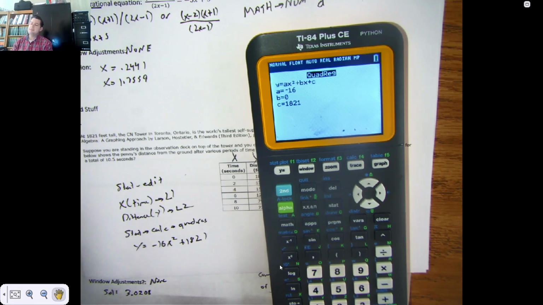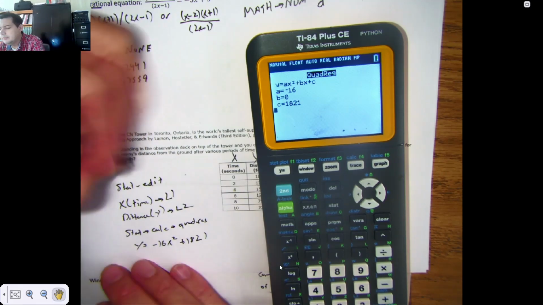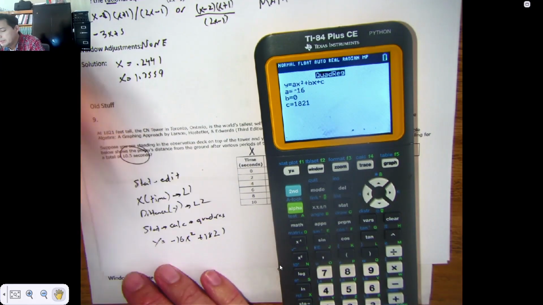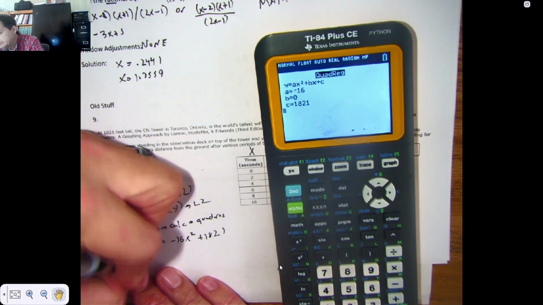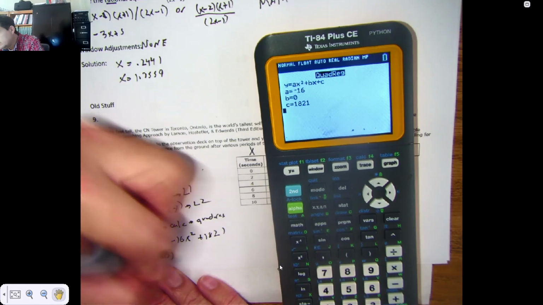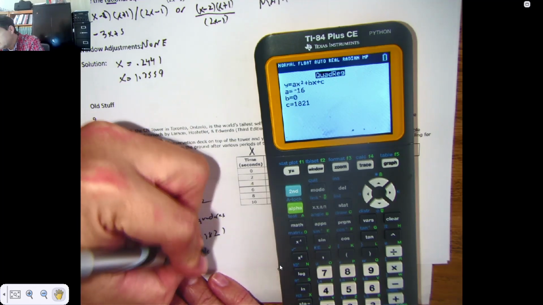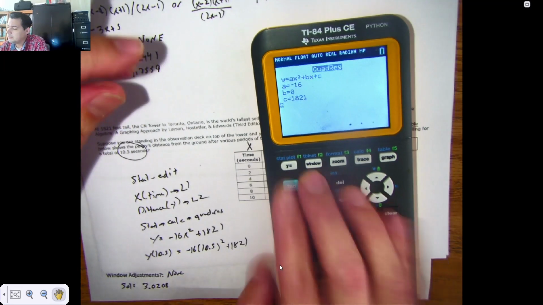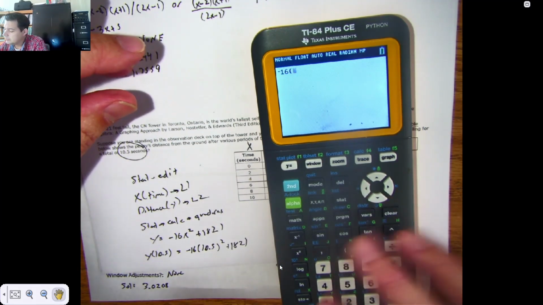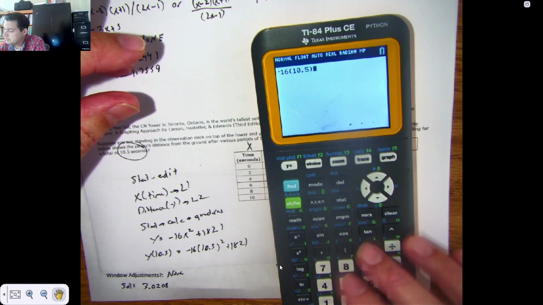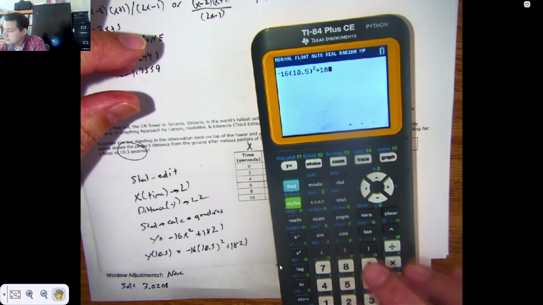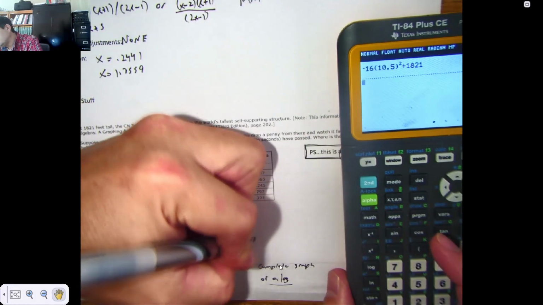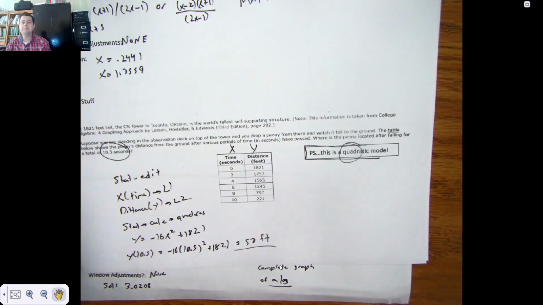And we're supposed to use this model to determine how far off the ground the thing is in 10.5 seconds. So I'm just going to plug the 10.5 in. Y sub 10.5 is negative 16 times 10.5 squared plus 1821. 57 foot. Nice little problem.